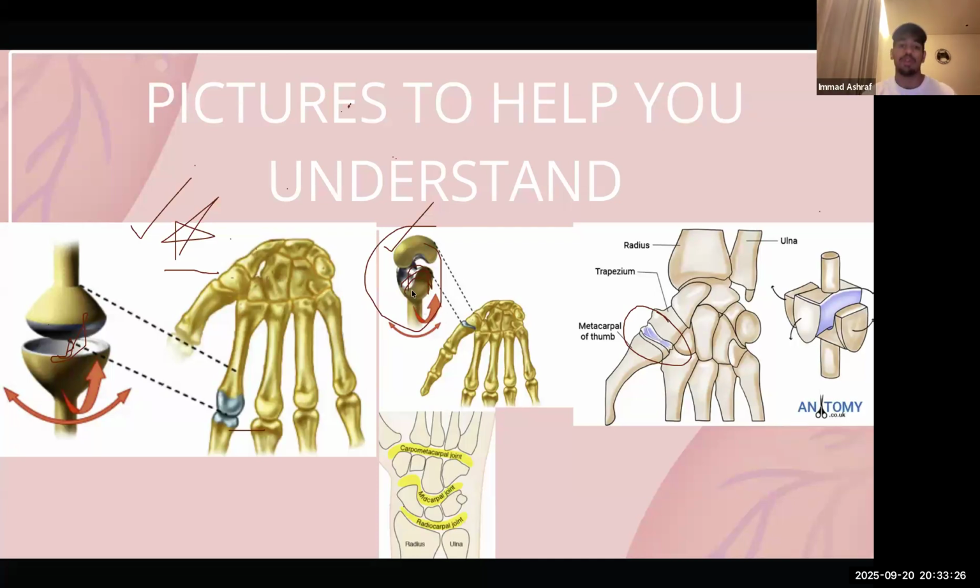Can you repeat why it has a greater motion? The condyloid joint has one surface concave and one convex, so they fit like this. But in the saddle joint, both surfaces are convex and concave at the same time. I can't do it with my hands, but one part of the surface is like this, and the other part is like this. Subhanallah, that's how their range of motion is greater. Did you understand that, Reem?